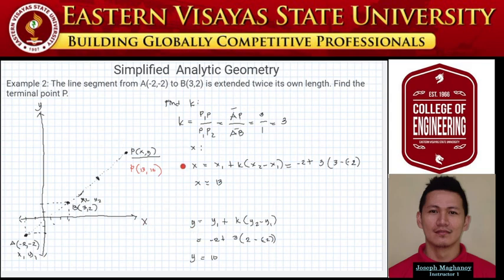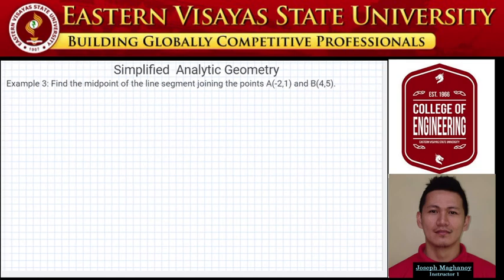Okay, I hope it's clear for our line segment, division of our line segment. So let's have a last example. Okay, example number 3. Find the midpoint of a line segment joining point A and B. So midpoint naman we're trying to locate the midpoint. So still our first procedure in solving this kind of problem, we need to plot the given points.